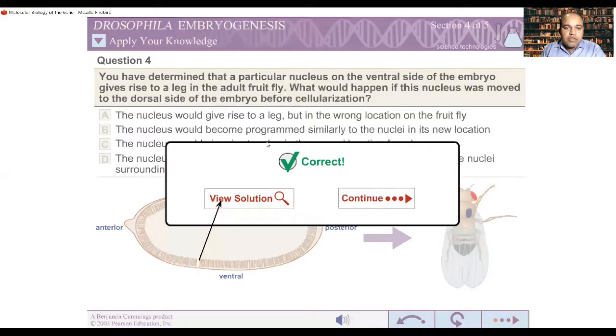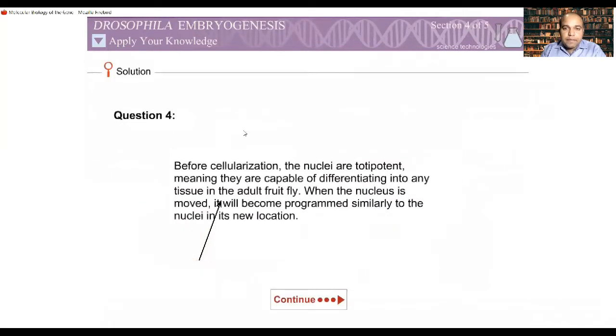Correct. Okay, the nucleus would become programmed similar to the nucleus in the new location. How? Look here. Before the process of cellularization, the nucleus was said to be totipotent. Nucleus was said to be totipotent. Why was it totipotent? What is totipotency? The ability of a cell to form the entire cells of the body is referred to as totipotency.